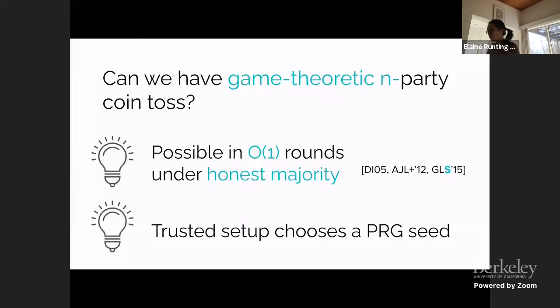Another trivial solution is essentially to just assume the problem away. If we can have a trusted setup that can choose a random seed for us, then the problem just goes away. Of course, in a blockchain type setting, oftentimes we want it fully decentralized. We don't want to trust any single party. And oftentimes we also want this coin to be unpredictable. We don't just want to toss a coin a priori, because then it wouldn't be unpredictable.